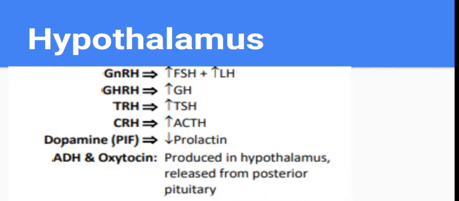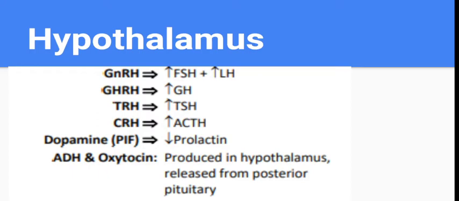Hypothalamus, this is a lot going on. GnRH causes FSH to increase and LH to increase. GHRH causes growth hormone to increase. TRH causes TSH to increase. CRH causes ACTH to increase. Dopamine causes prolactin to decrease. And ADH and oxytocin are produced in the hypothalamus, but are released from the posterior pituitary.